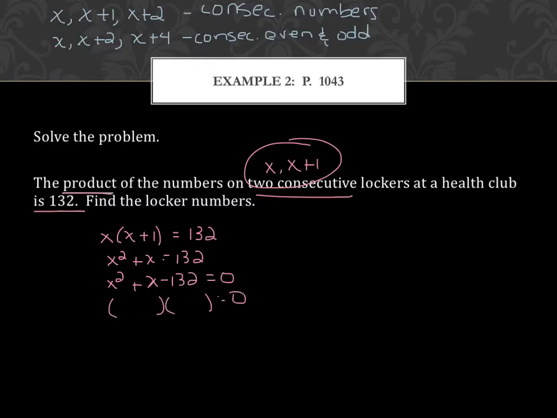I can factor that. 132 is 11 times 12. So x minus 11, x plus 12, which would mean x equals 11, x equals negative 12. So these are locker numbers, which are going to be positives. So the x would be the first one, and the next locker number would be 12. So the two numbers would be 11 and 12.